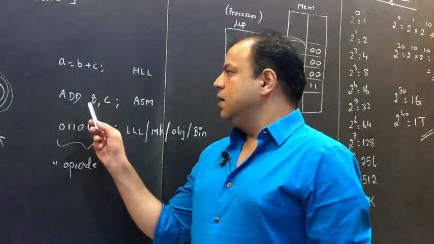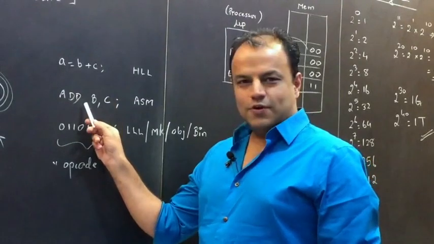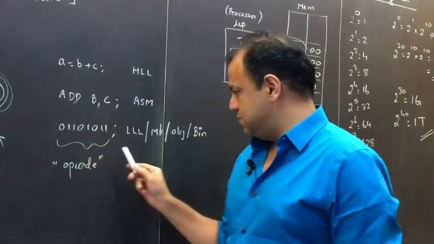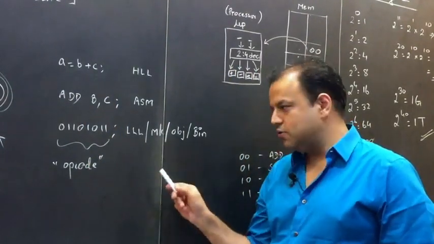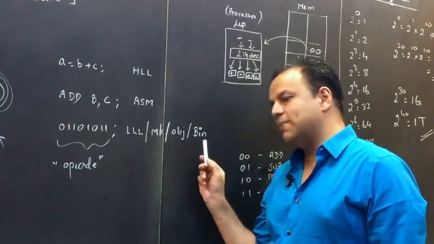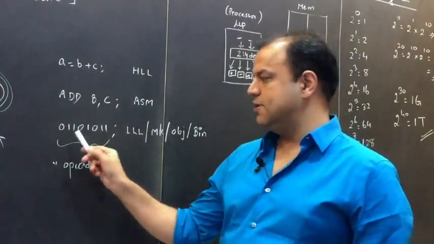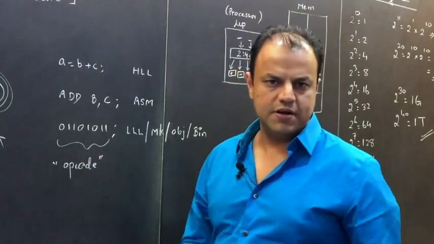Now, anyway, so this is higher level language. This is called assembly level language. And the lowest level language, also called machine code, also called object code, also called binary language, is 0110101. I've just written a random pattern.